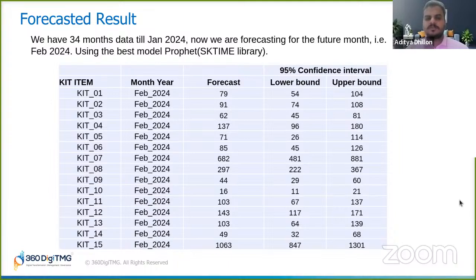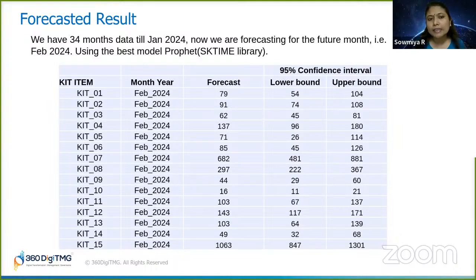So the final question I have is, we have the result here. Why don't you just walk us through what we are seeing on the screen right now? So what you're seeing here is the 34 months of data. Whatever kits had that particular date along with the values, only those kit items we took and we omitted the rest of the kit items.